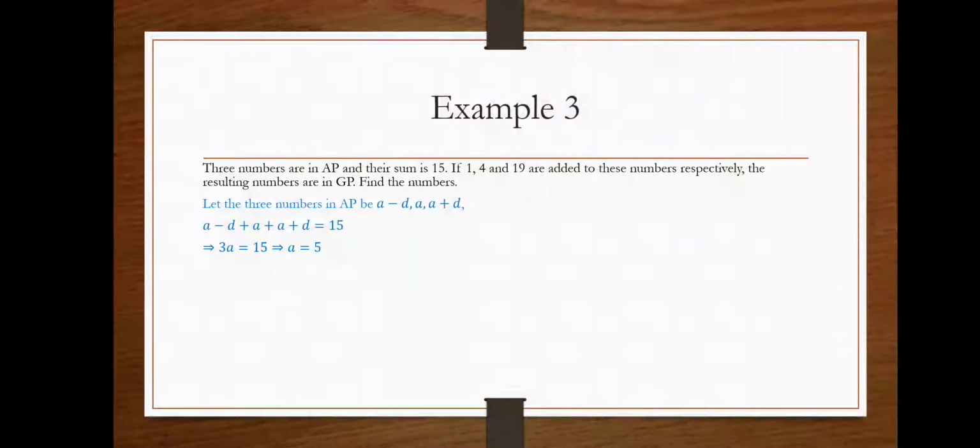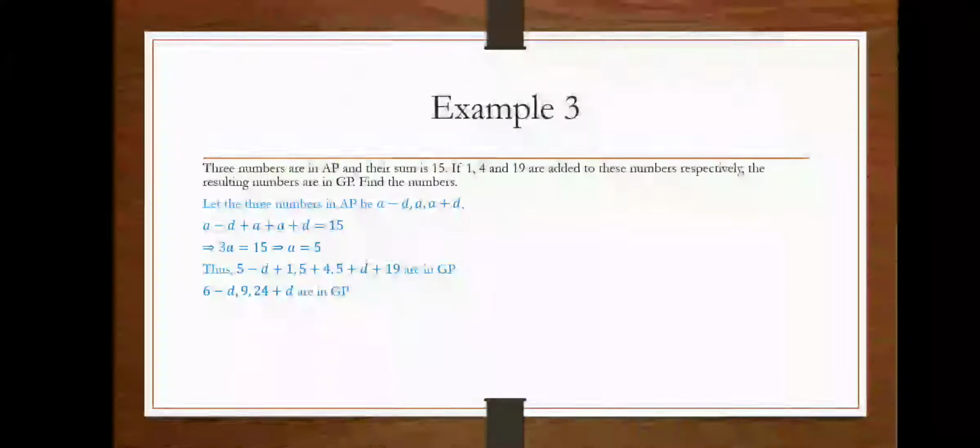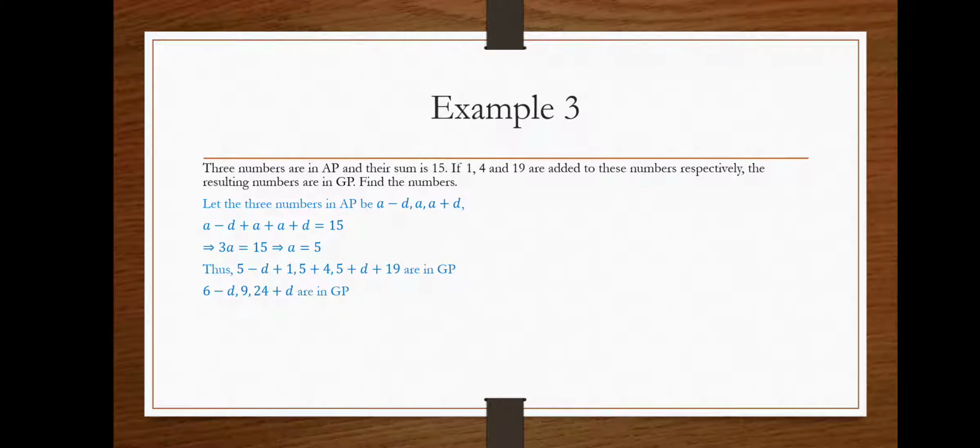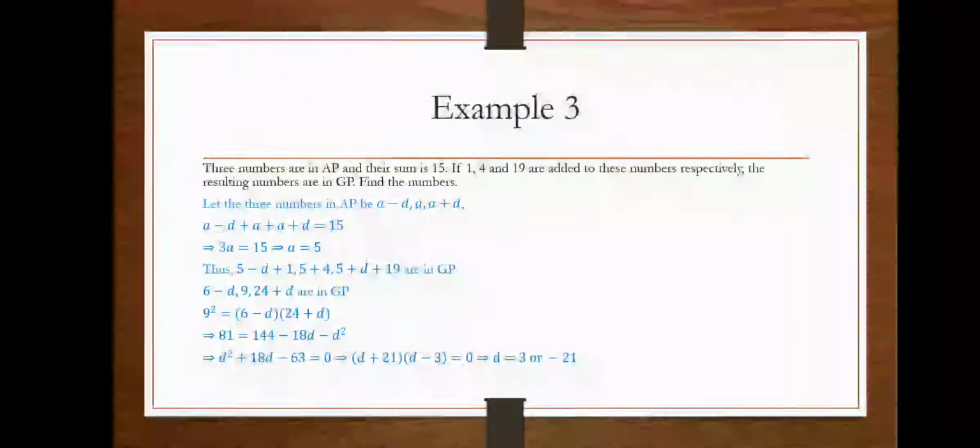So therefore the numbers are, for the time being, 5 minus d, 5 and 5 plus d. Now what I am doing, I am adding 1, 4 and 19 to this. So if I add 1, 4 and 19 to these three numbers, they become a GP. So once I know that these numbers are in GP, all I can do is use the idea that if three numbers are in GP, then b square is equal to ac. So using that, solving, I get the value of d as 3 or minus 21.